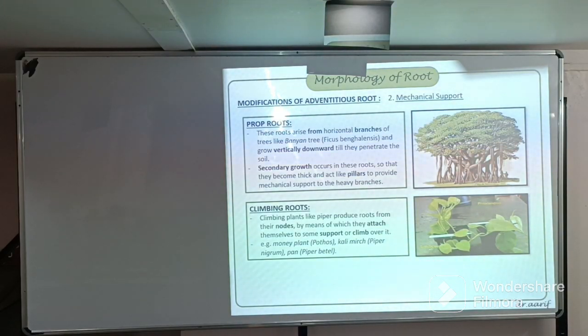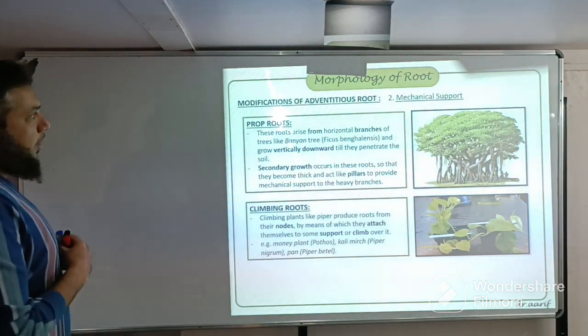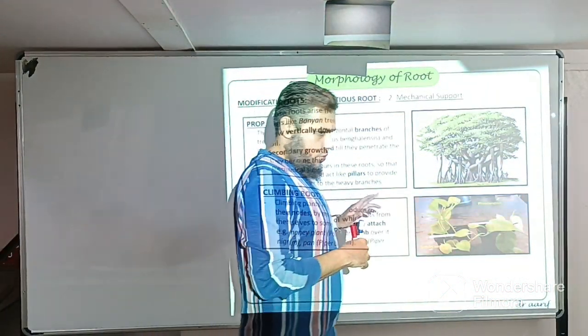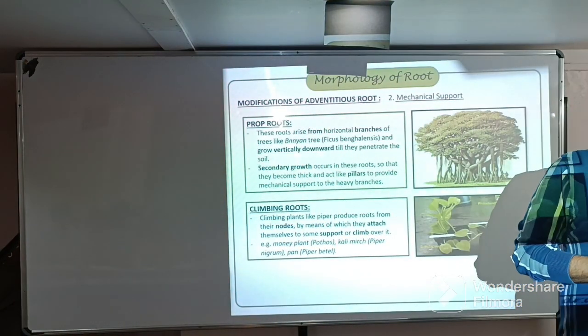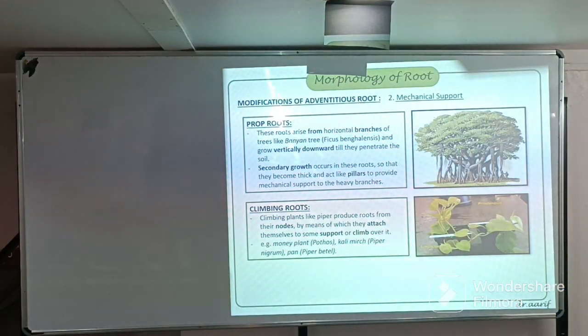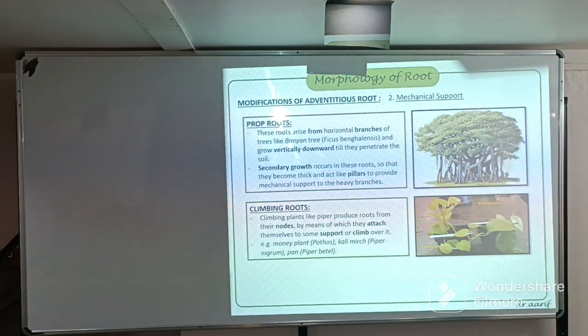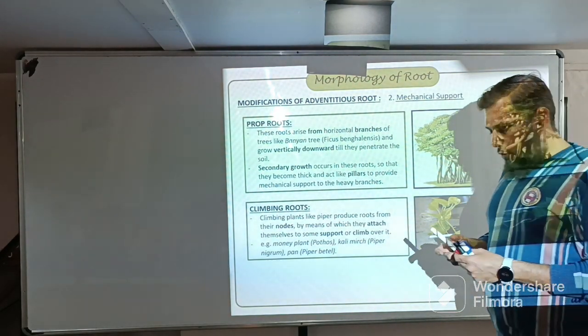So students, let us continue with the modifications of adventitious roots. In the last lecture, we discussed the types of root system, modifications of taproot system, and we are finished with the modification of adventitious root system for food storage. So today we are going to start with mechanical support.